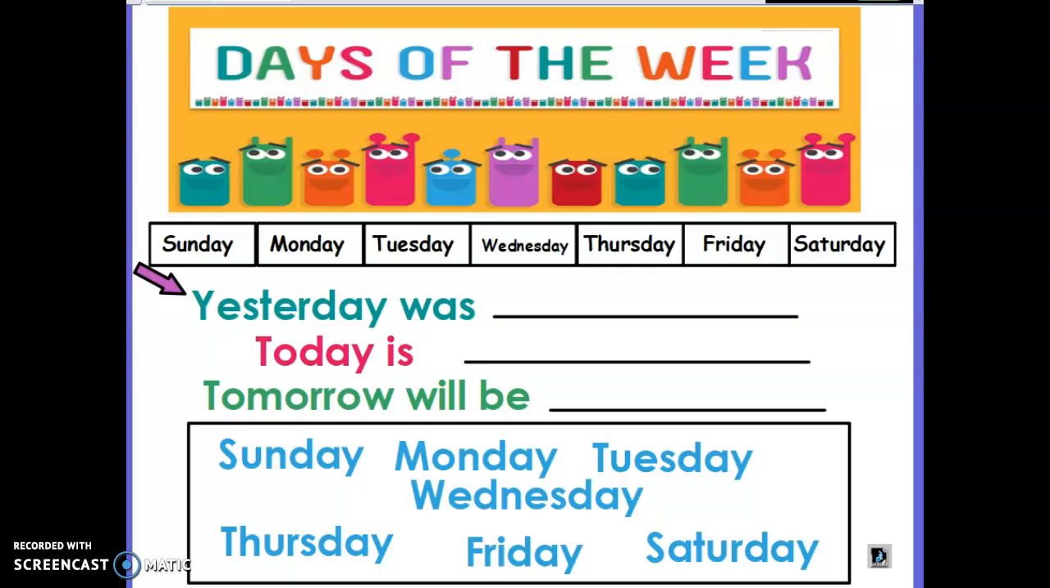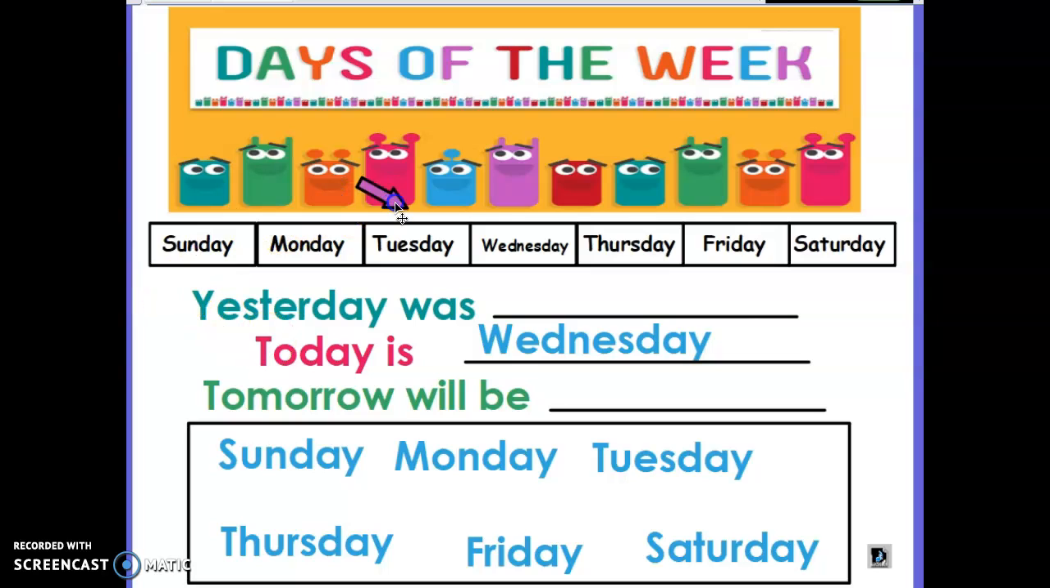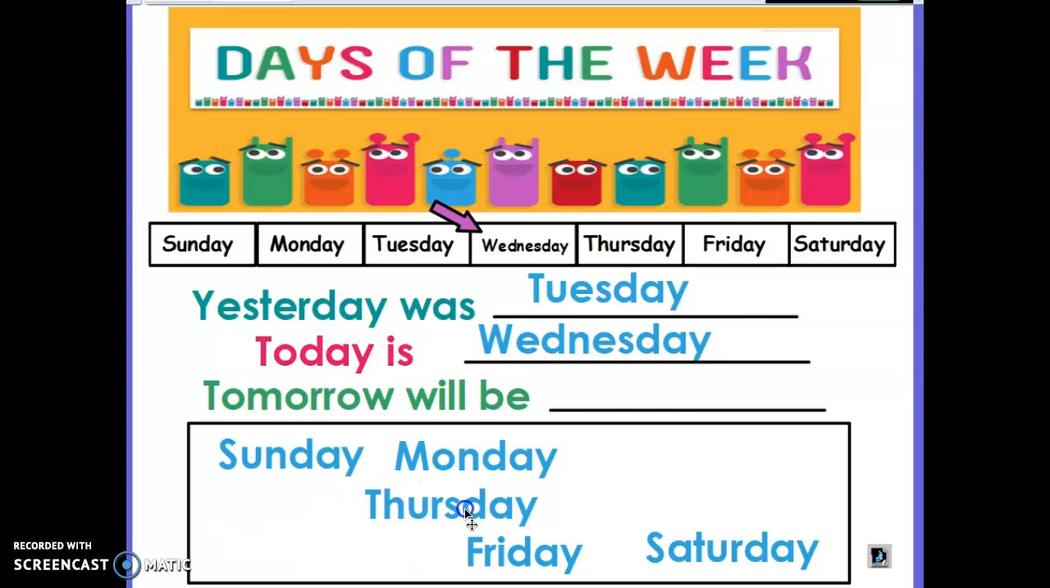All right, so today is Wednesday. So if today is Wednesday, that means yesterday was Tuesday, and tomorrow will be Thursday.